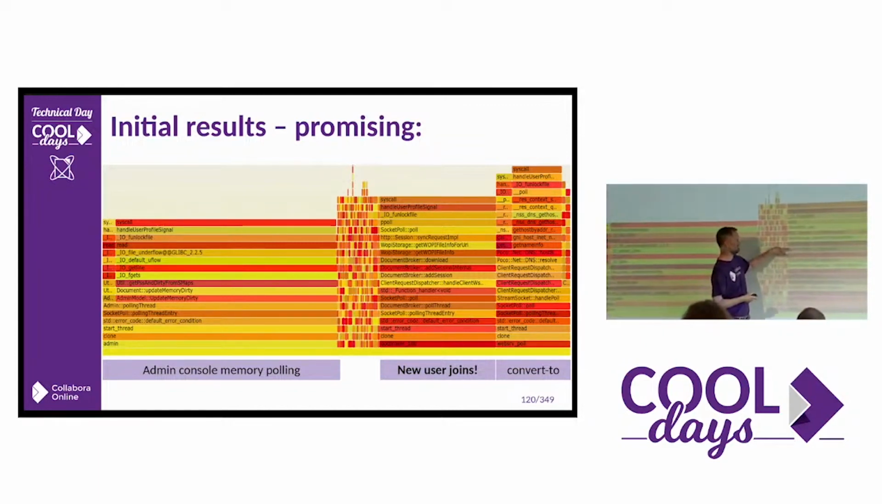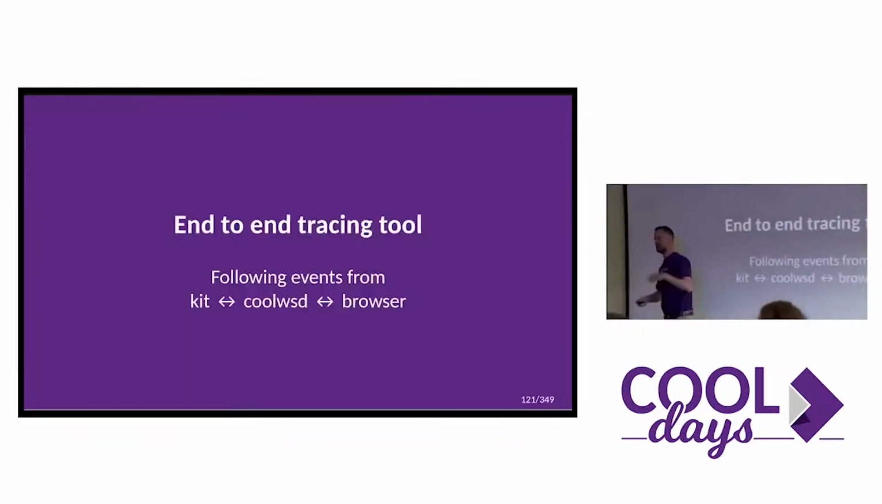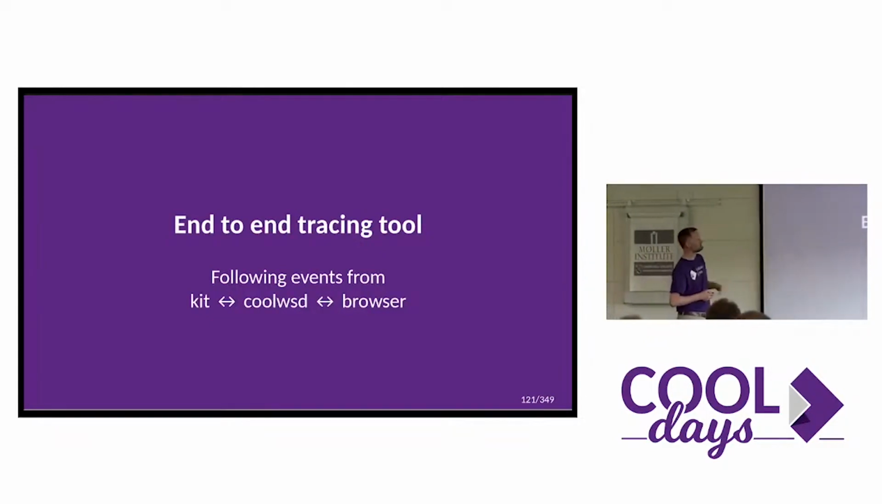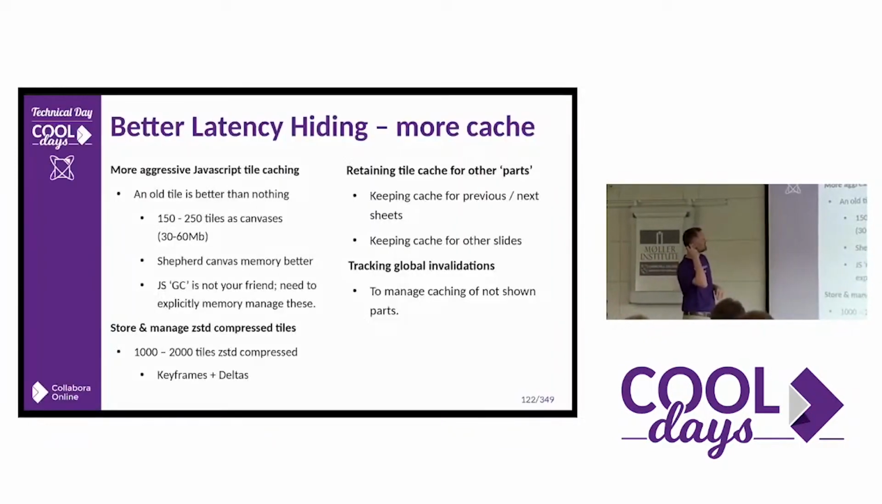This guy here is people joining sessions and downloading documents, which is kind of slow. The good news is Ash has done a whole lot of work that he'll tell you about at some stage later. So there's some good things there. And unfortunately, this is only the server side. So we need to get more into the kit process. So there's an end-to-end tracing tool as well, which is kind of nice.